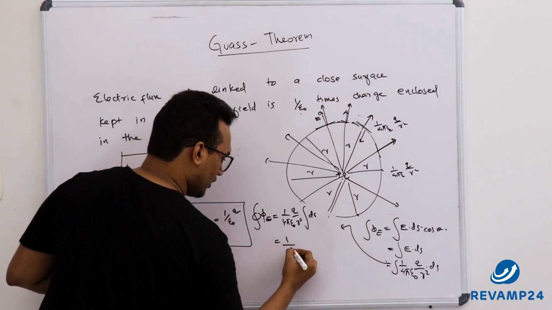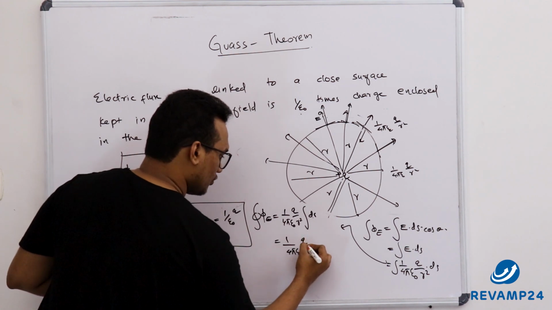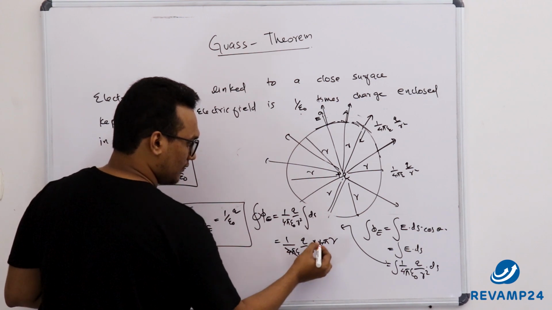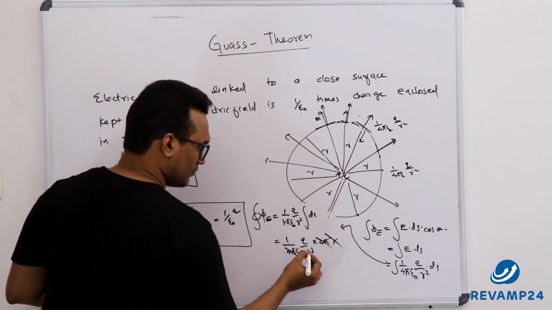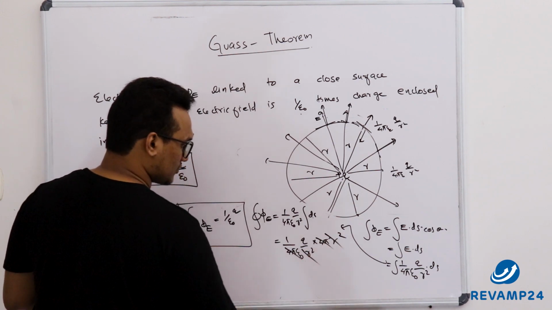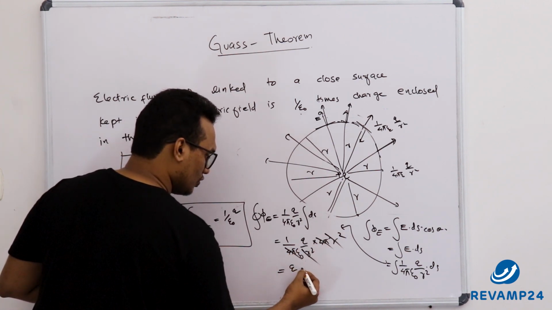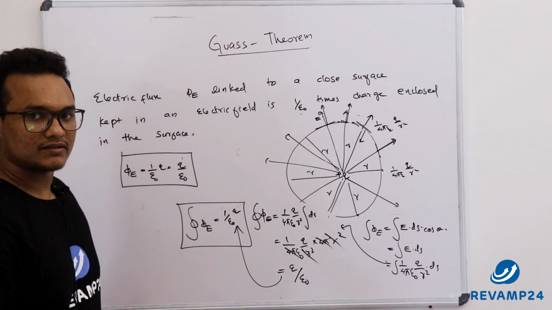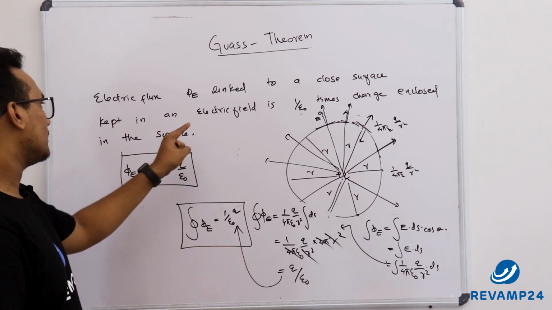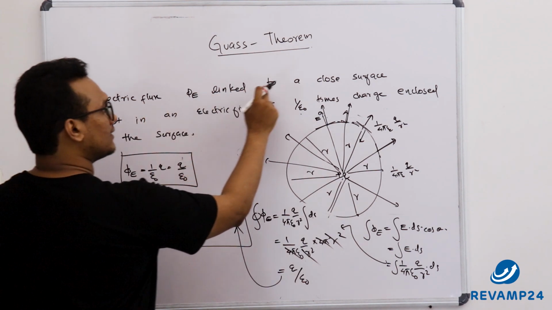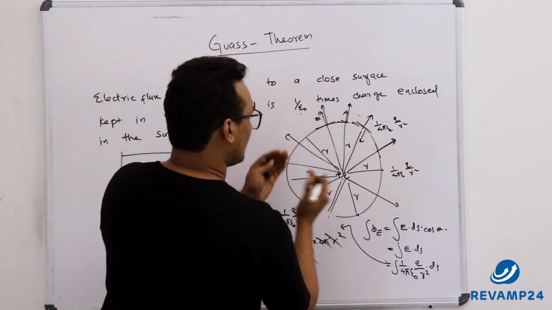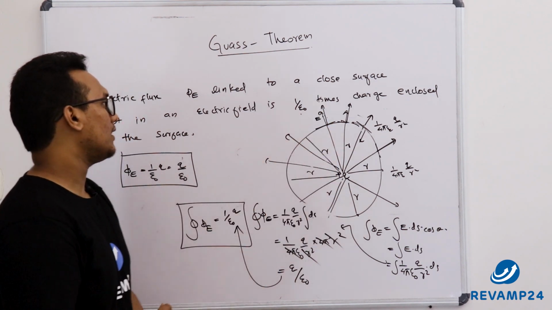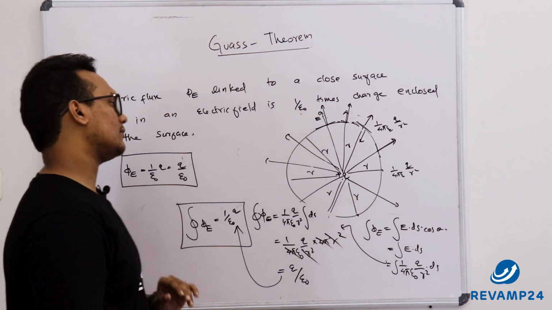So this will be 1 by 4 pi epsilon 0 Q by r square, and integral ds is 4 pi r square. See, 4 pi will cancel, and r square and r square will cancel. What is remaining here? Q by epsilon 0. And this is the same thing that Gauss has told. So we have proved that the electric flux linked with a closed surface, which is kept in an electric field, is 1 by epsilon 0 times the charge enclosed.